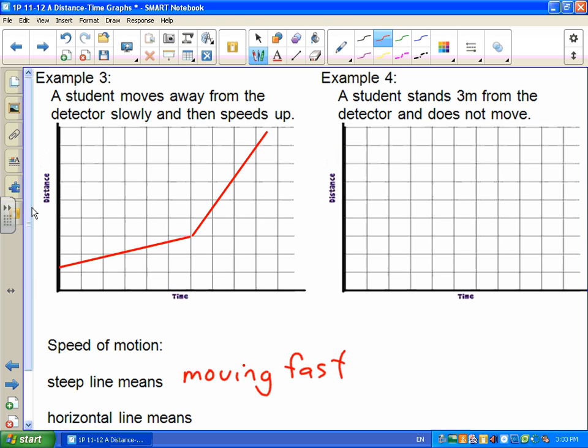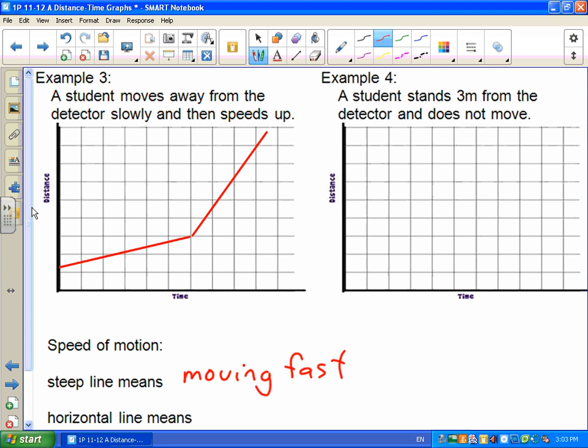And a less steep line means they're moving slow. Now, let's look at example 4 here. A student stands 3 meters in front of the detector and does not move. So let's say this is me. There's the detector. I'm standing 3 meters away, and I just stay here. What is that line going to look like?